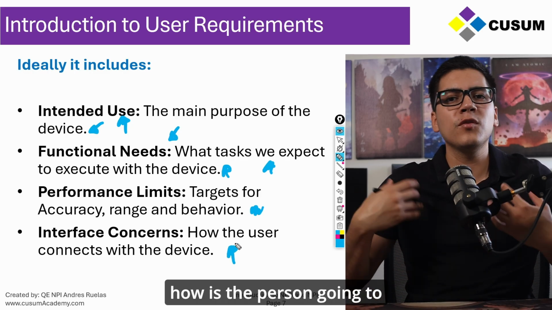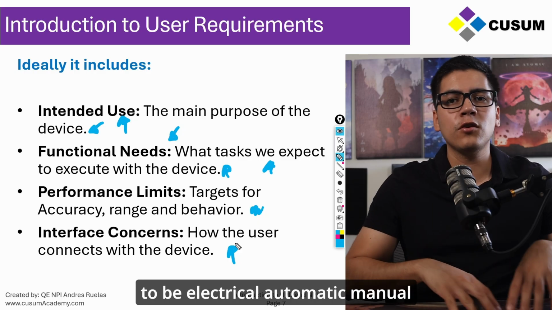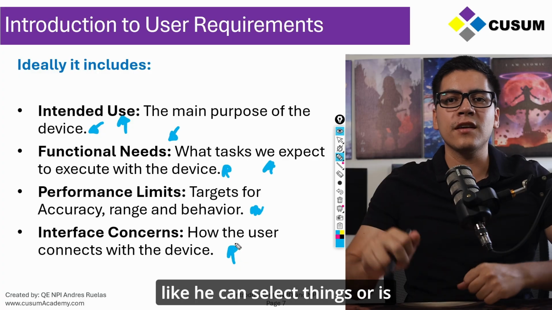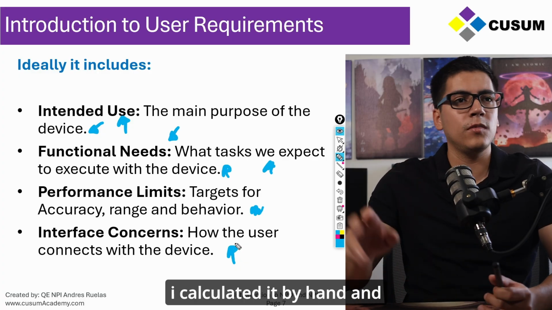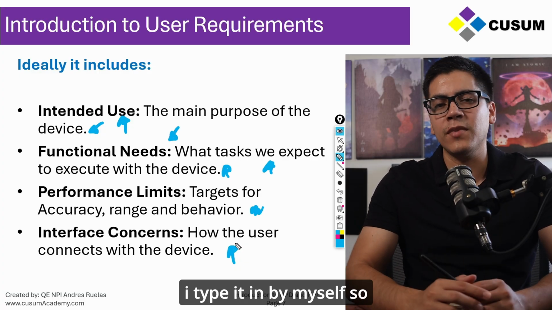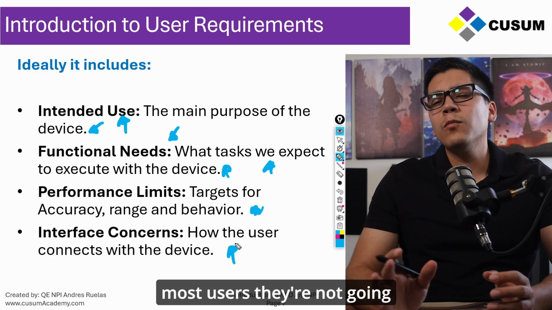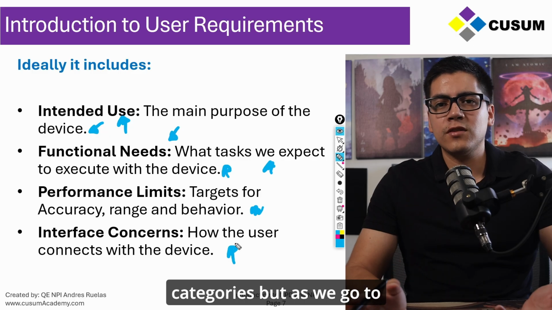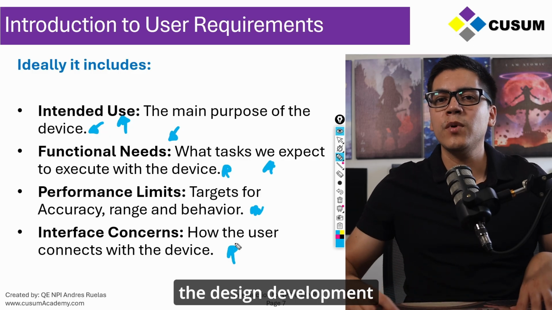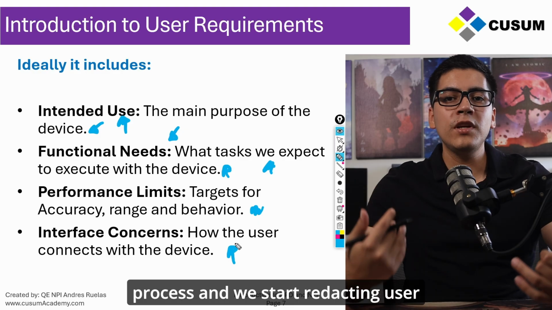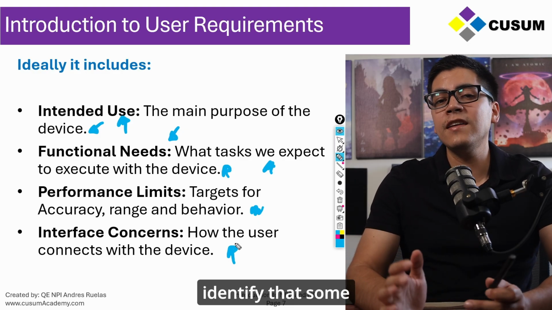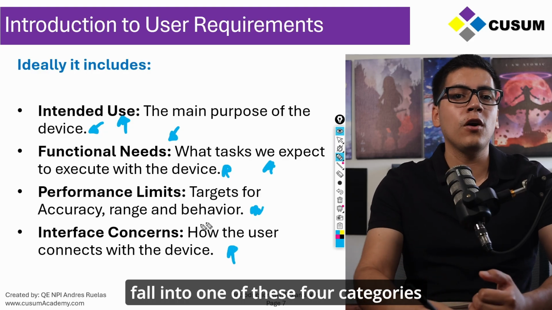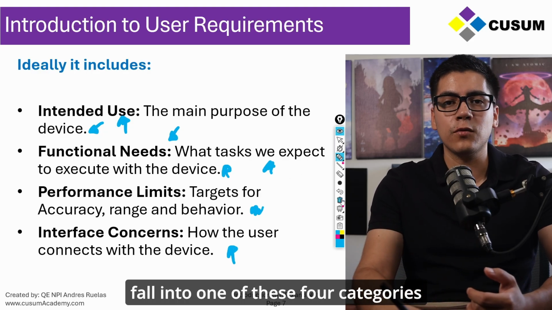How is the person going to manipulate the device? Is it going to be electrical, automatic, manual? Is it going to have a display so that he can select things? Or is it just going to be like, I calculated it by hand and I type it in myself? Most users are not going to think in these 4 broad categories. But as we go through the design development process and start redacting user needs, we're going to identify that some mentions or comments by the user fall into one of these 4 categories.